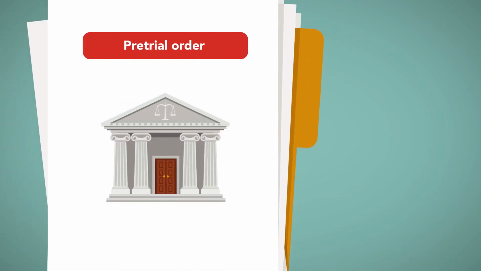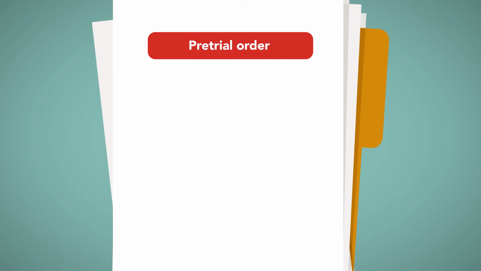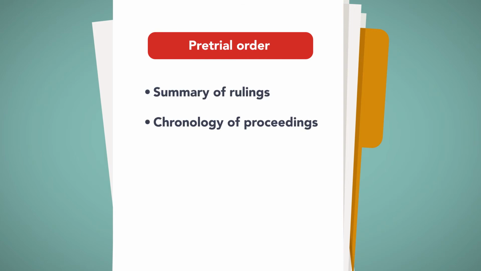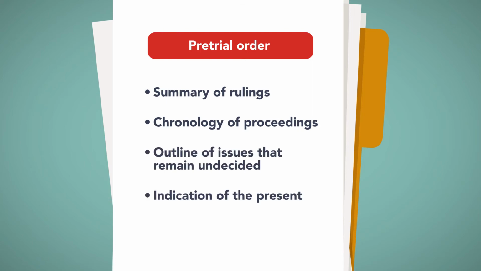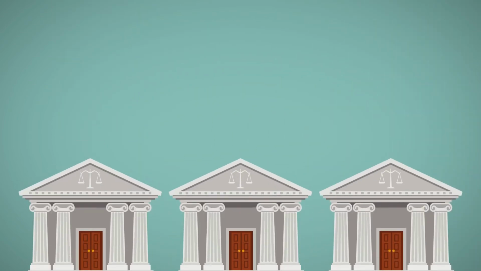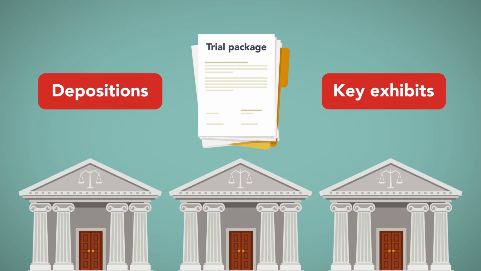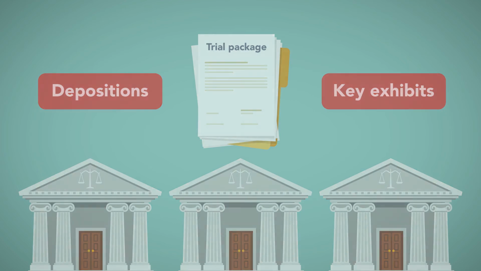The complete record of the pretrial proceedings is then sent to the transferor court in the form of a pretrial order. The order contains a summary of rulings, a chronology of proceedings, an outline of issues that remain undecided, and an indication of the present state of the case. The remanded cases then proceed to trial in their respective districts, just like normal cases. In that event, a trial package containing the common elements of the case developed during the MDL, such as depositions and key exhibits, is available for use at trial.